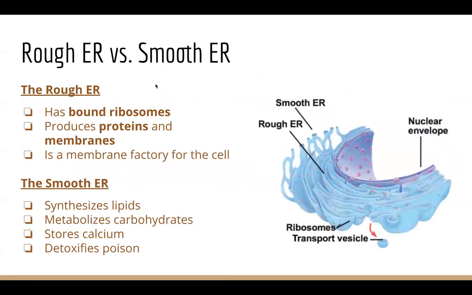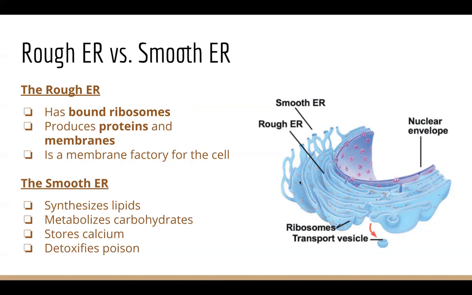Rough ER and smooth ER, their functions differ a lot. Rough ER is mainly used for making proteins and producing membranes. We call it the membrane factory of the cell. And the smooth ER synthesizes lipids, it makes carbohydrates, it stores calcium, and detoxifies poison.